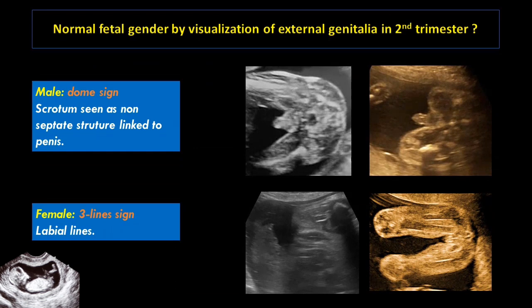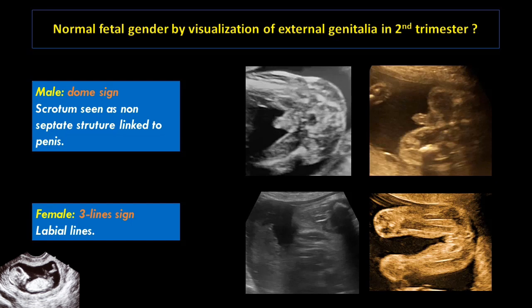In another study, the sonographic determination of male genitalia was based on identification of a non-septate, dome-shaped structure at the base of the penis called the dome sign, indicating the scrotum. Female external genitalia were identified based on the visualization of the 3-line sign, representing the labia majora and minora. Better visualization of the fetal sex can be achieved in the 2nd trimester than the 1st trimester, and gender determination can rely on visualization of the penis and scrotum themselves in males, and on the 3-line sign of labial lines in the female.